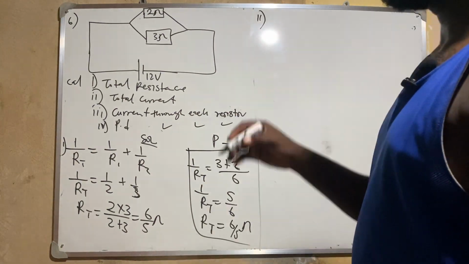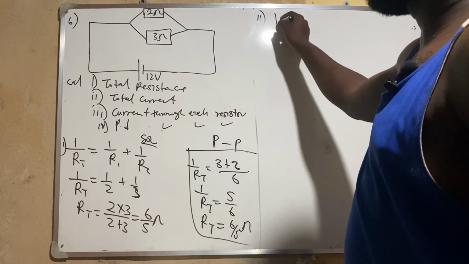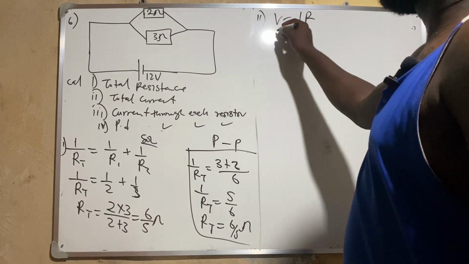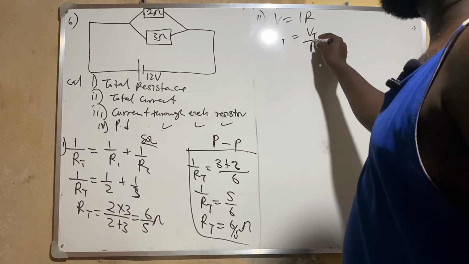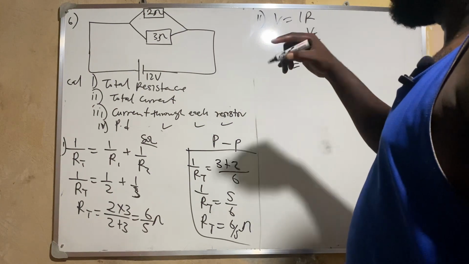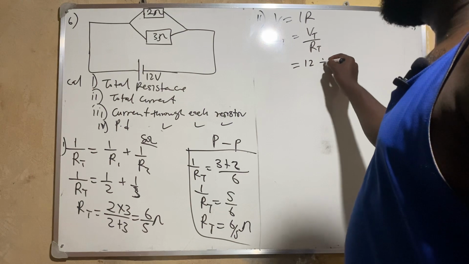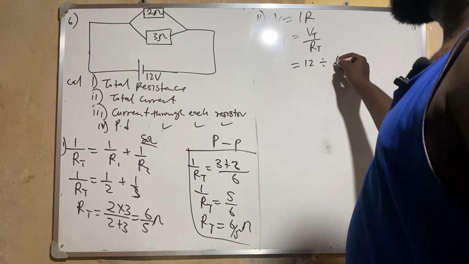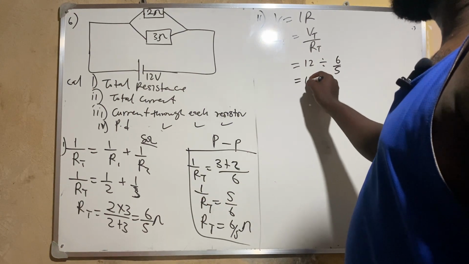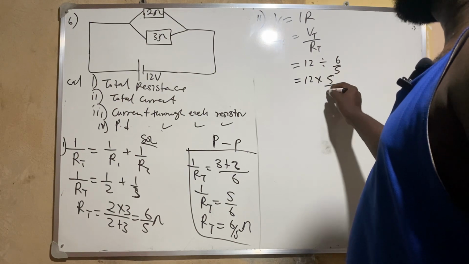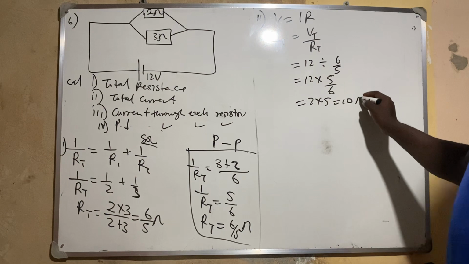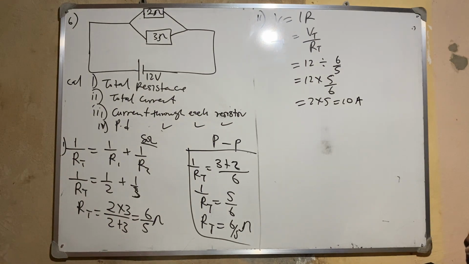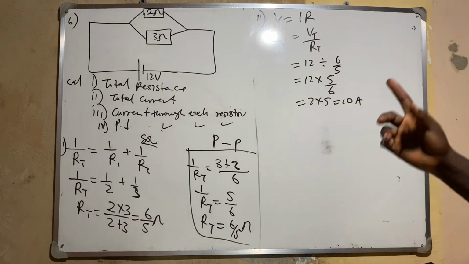Now, I said I should get the total current. I know that V is equal to IR. So my I total is equal to my V total all over R total. What is my V total? 12 divided by my R total, which is 6 over 5. So 12 times 5 over 6, which is 2 times 5, which is 10 ampere. So 10 ampere is the total current that passes through them.